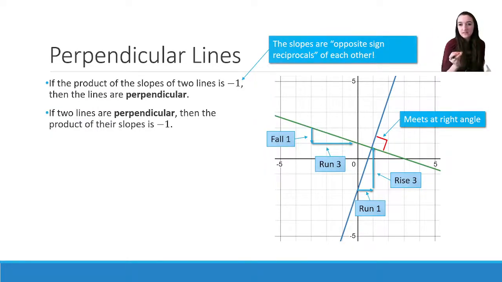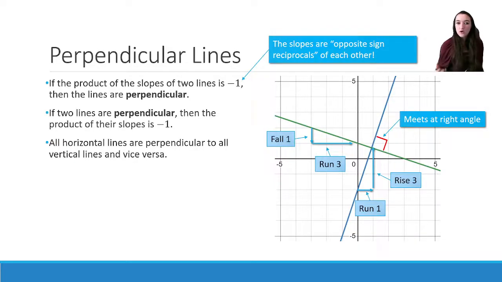So if we look at these slopes, we have, for the green line, a fall of 1 and a rise of 3. So in other words, the slope would be negative 1 over 3, because fall of 1 is negative 1. Whereas for the blue one, we have a slope with a rise of 3 and a run of 1, so 3 over 1, or just positive 3. So it is the opposite sign, 1's negative, 1's positive, reciprocal, 1/3 versus 3 over 1. That's what a reciprocal is. So opposite sign reciprocal.